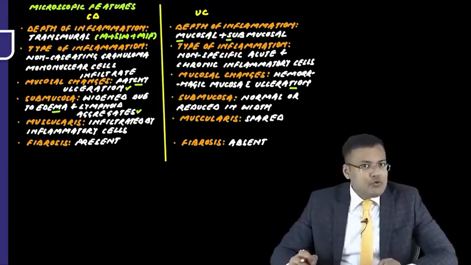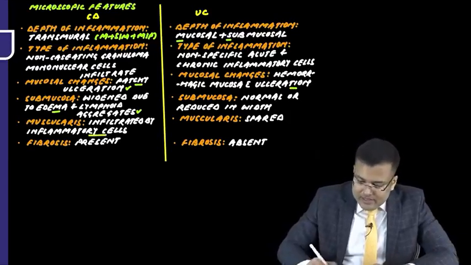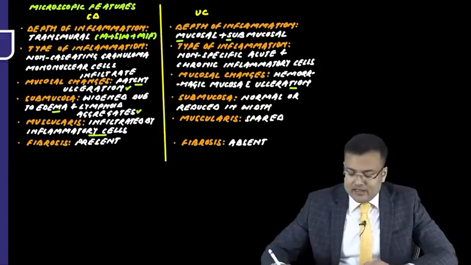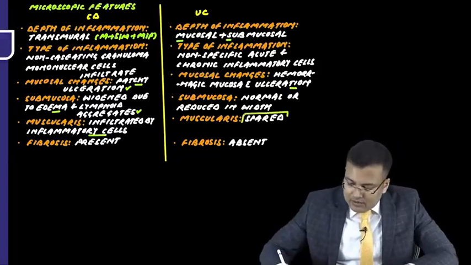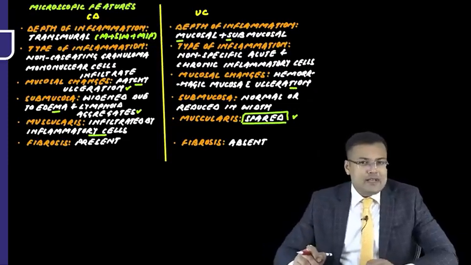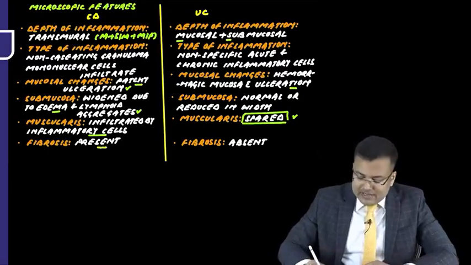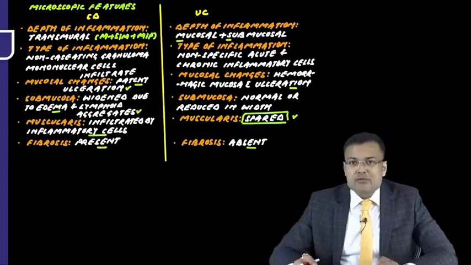If you see muscularis in Crohn's disease, it is infiltrated by inflammatory cells. But we discussed that in ulcerative colitis, muscularis propria is spared. And we discussed two important findings. Fibrosis, stricture, these are more common in Crohn's disease. So fibrosis is present, but in ulcerative colitis, fibrosis is absent.